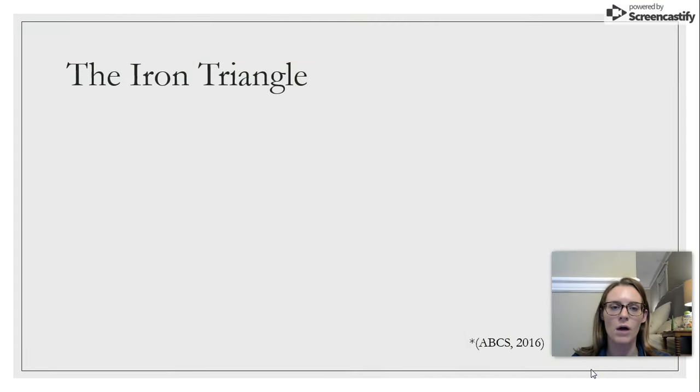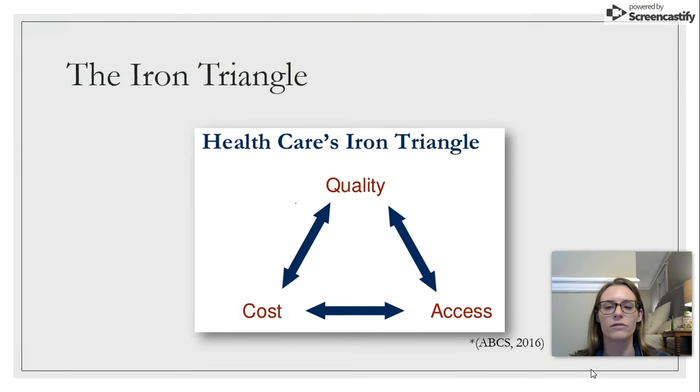We want to discuss if it is the solution to the problem of balancing cost, quality, and access. Before getting into all that, we wanted to talk about the iron triangle briefly, which is the theory that cost, quality, and access are all interdependent, and that changing one will affect the others, and vice versa.